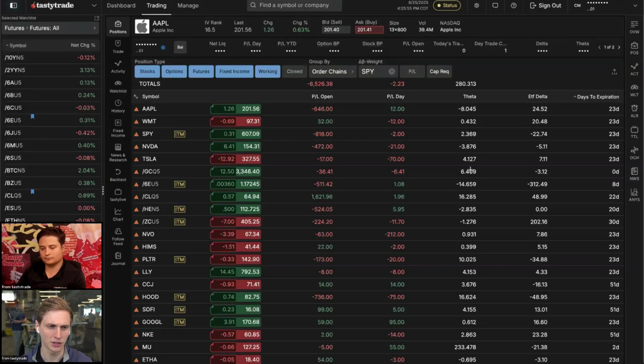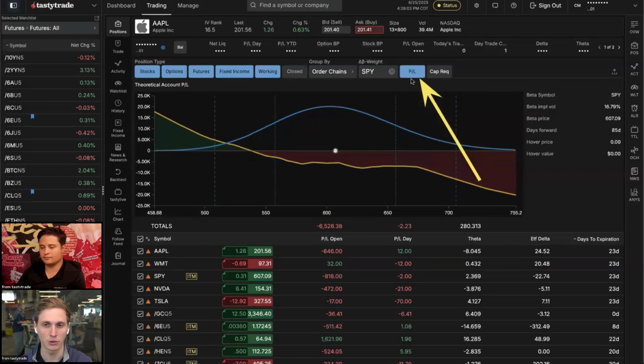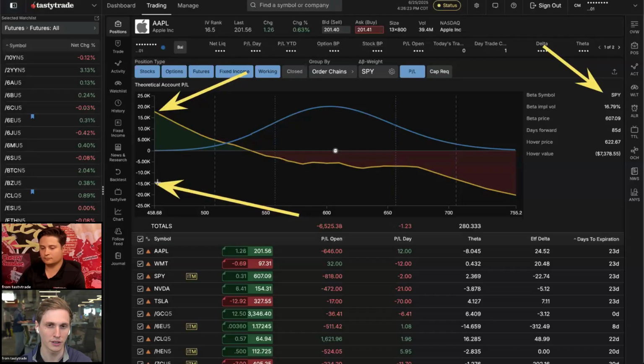And then lastly, too, there's this little P&L icon. So if you haven't seen this before, it's super, super nice. But in terms of beta weighted delta, if you were to click on this icon right here on the positions tab, this is going to show you a graphical representation of comparing your entire portfolio to the price of SPY. So we can see here that on our x-axis is the price of SPY, and on the y-axis is our profit and loss on all of our different positions.